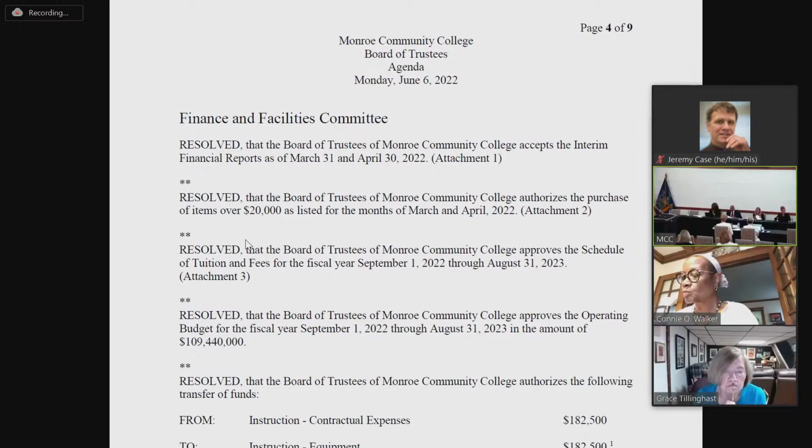Resolved, the Board of Trustees of Monroe Community College approves the schedule of tuition and fees for the fiscal year September 1st, 2022 through August 31st, 2023. Trustees, may I have a motion to approve the schedule of tuition and fees as detailed in attachment 3? So moved. Been moved and second. Second.